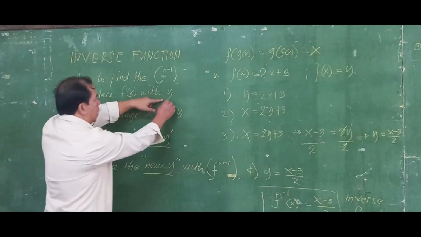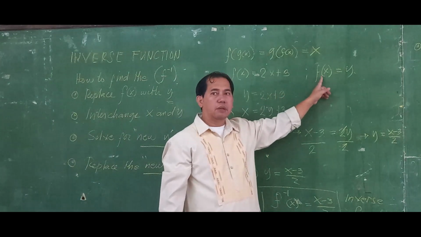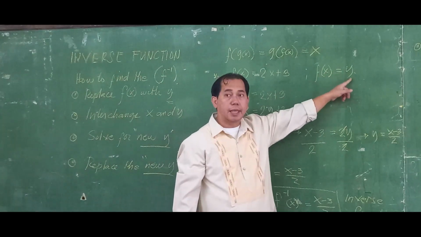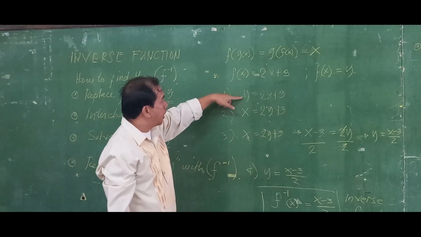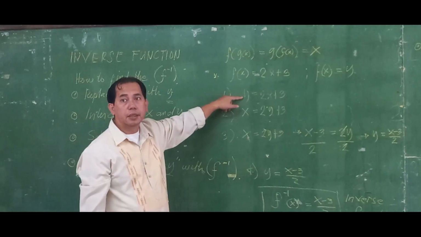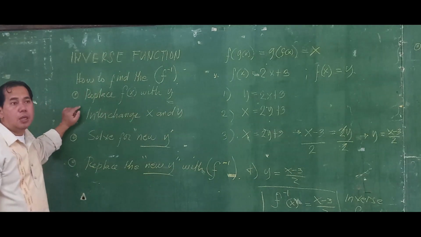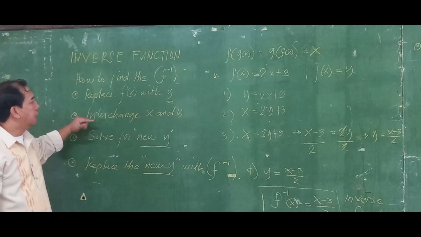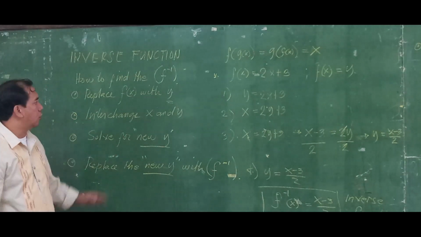With y. Why? It is because at one point we have said that f of x is the same as y. So meaning to say that f of x now is replaced with y. That is step number 1. Next step, interchange. Interchange the position of the x and y.